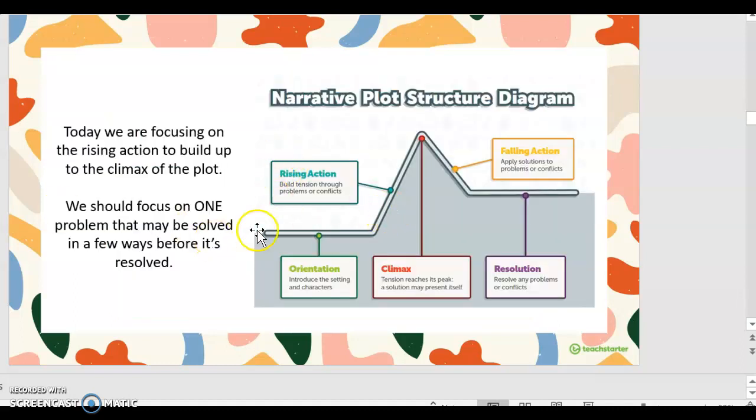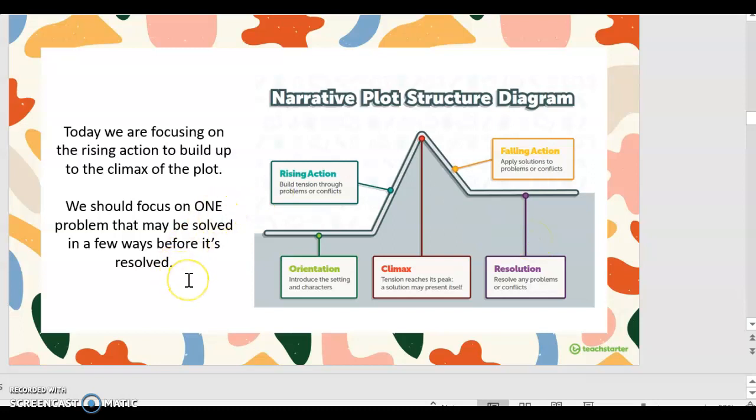I've got a little diagram here that shows how the plot works in a story. So we've all done our orientation, hopefully, where we introduce the settings and the characters. And then it builds up to this rising action where there starts to be a building tension through problems or conflicts. That builds up to a final point where the tension reaches its peak and a solution starts to happen. Then there's a falling action where the characters apply the solutions to the problems or conflicts and then it tapers off to the resolution where all the problems are solved.